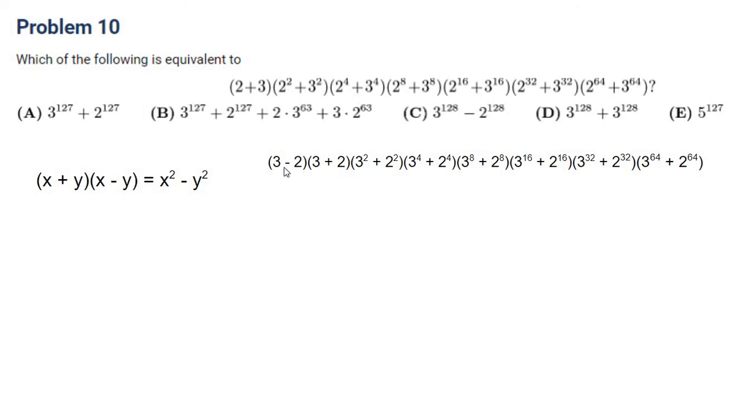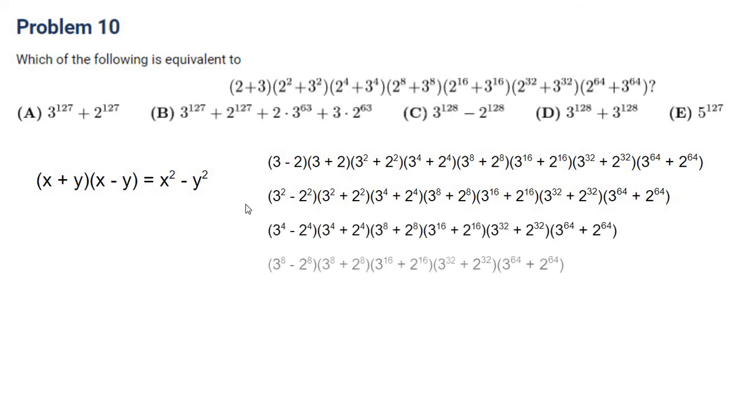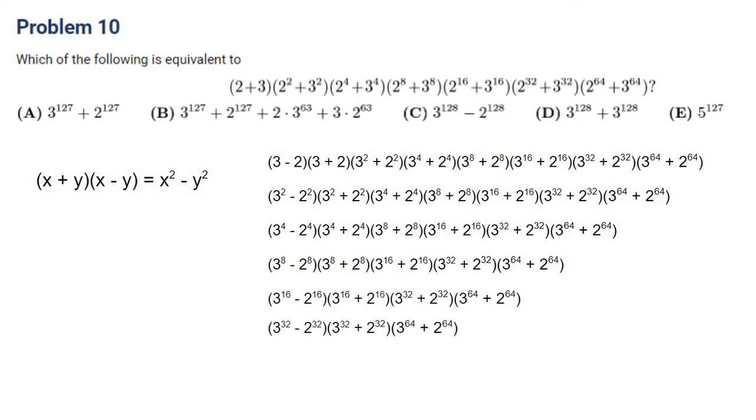So now that we have 3 minus 2, which equals 1, we can use this and simplify the expression even further. So using product of differences, we can say 3 squared minus 2 squared is equal to 3 minus 2 times 3 plus 2. And as we continue down, we keep simplifying this. You can pause the video if you need to look at the simplification further. But in the end, we get that 3 to the 128th power minus 2 to the 128th power is the answer. So that answer is C.